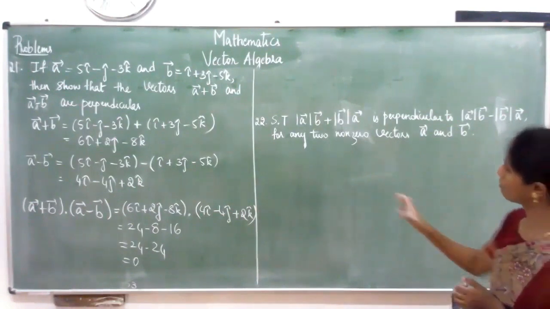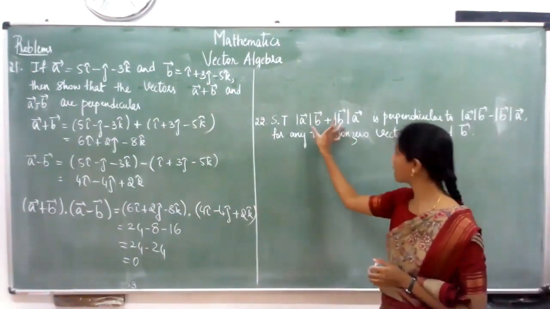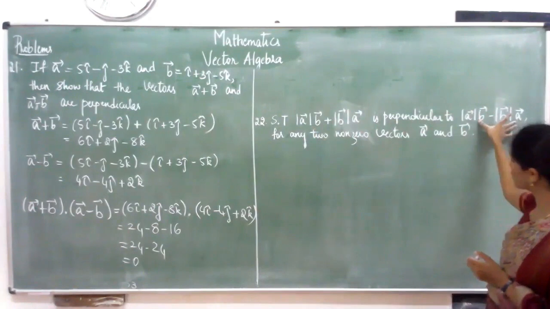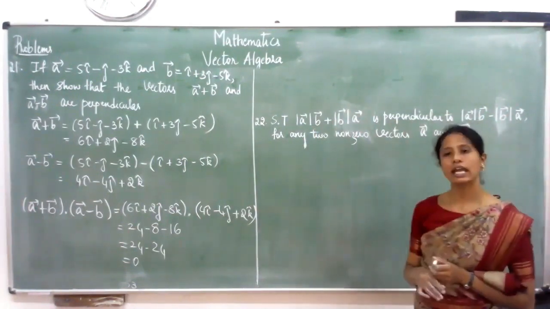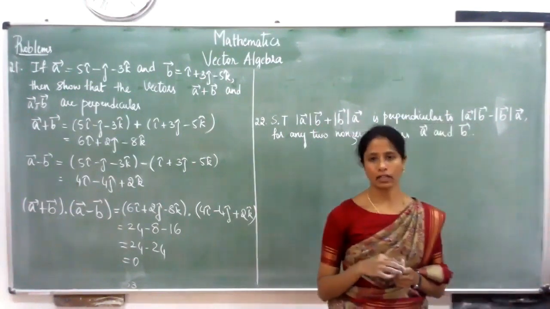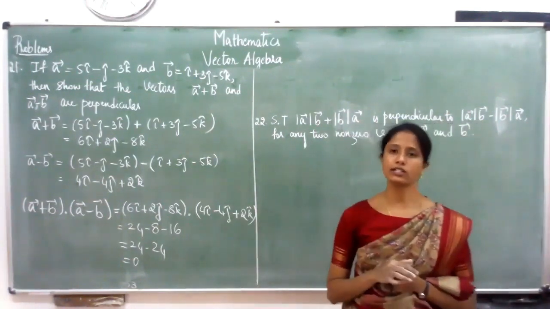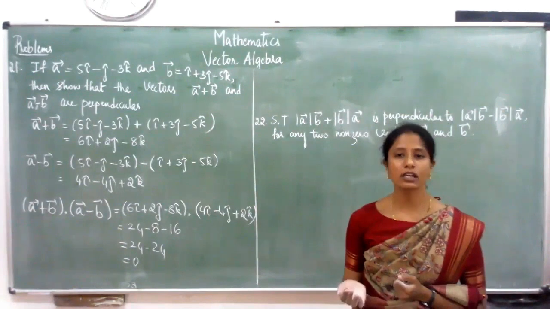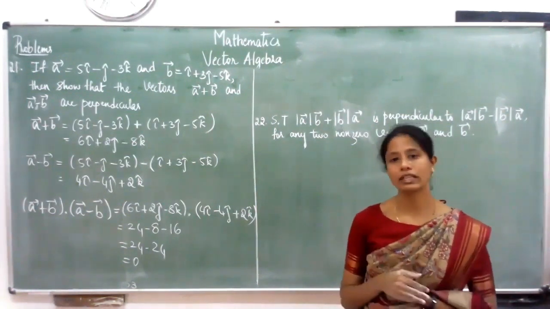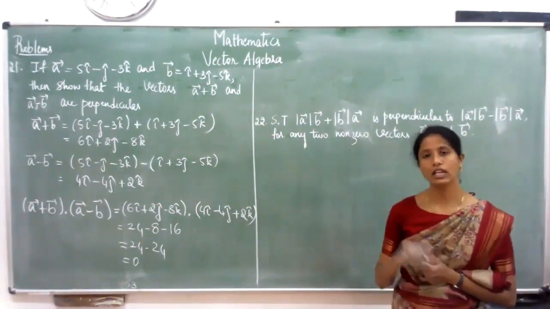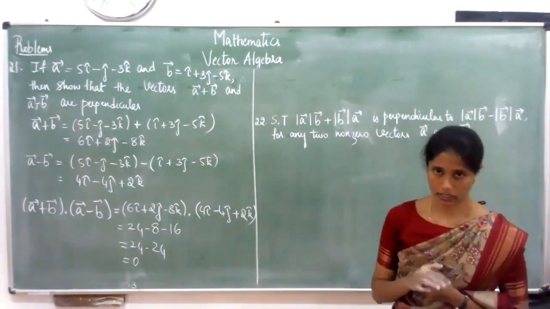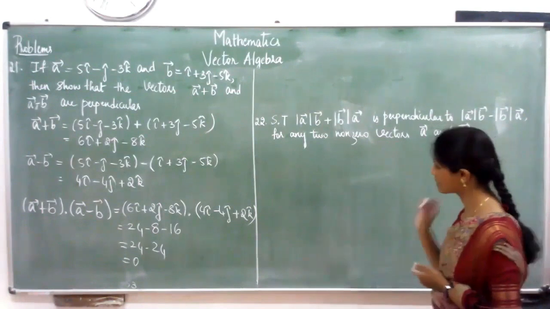Again here, they've asked us to show that this vector is perpendicular to the other vector for any two non-zero vectors A and B. As we have discussed, when any of the vectors is 0, definitely the dot product between them is 0. So they have mentioned that these two vectors are not zero vectors. They are non-zero vectors. So let us take up.